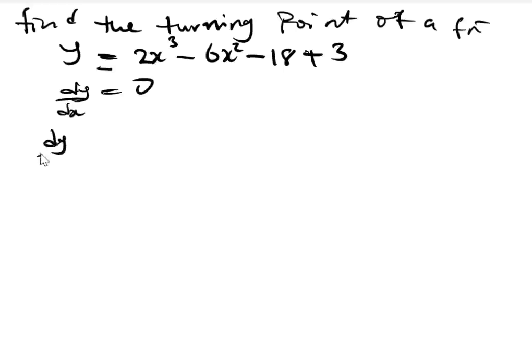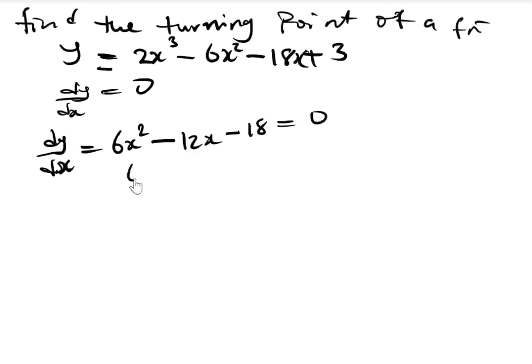Therefore, dy/dx is equal to the differentiation of 2x cubed, which is 6x squared, minus the differentiation of 6x squared, which is 12x. And the differentiation of minus 18x is minus 18. Differentiation of a constant is 0. And this is equal to 0. Therefore, 6x squared minus 12x minus 18 is equal to 0.